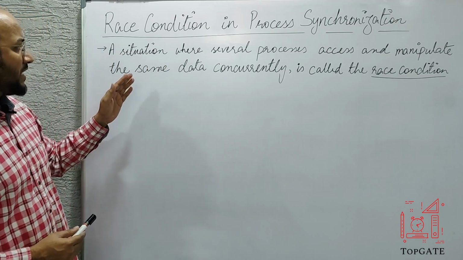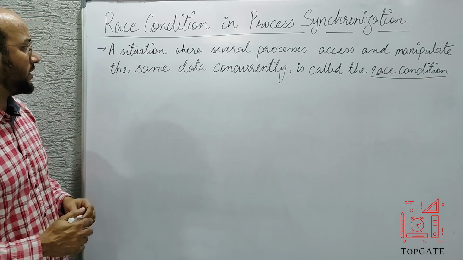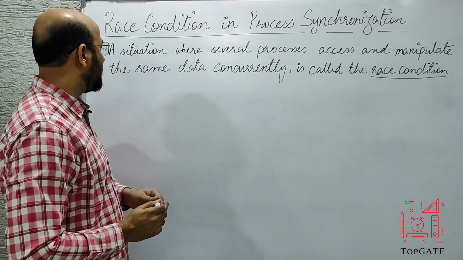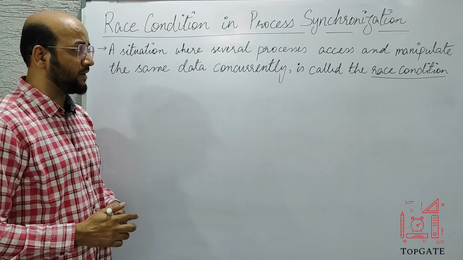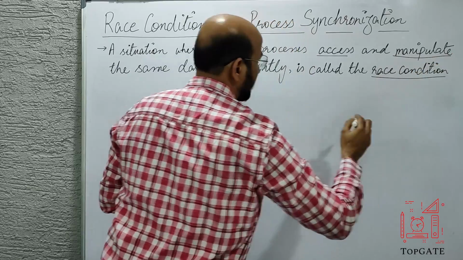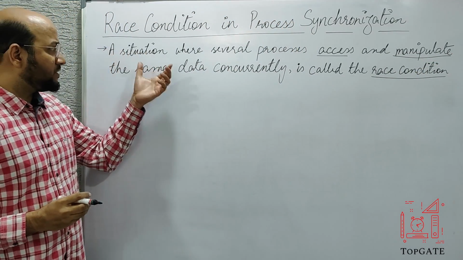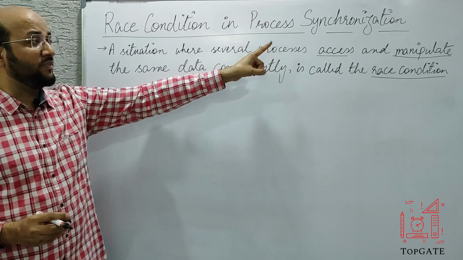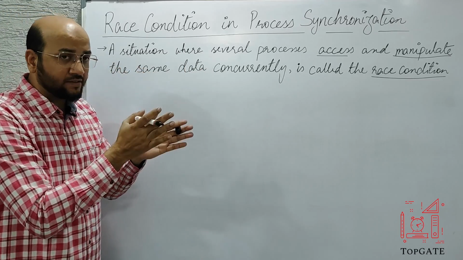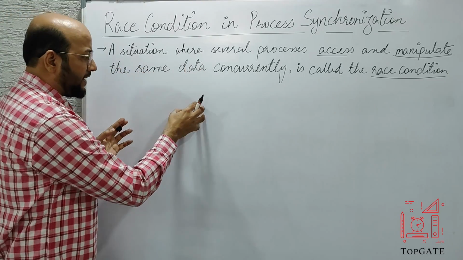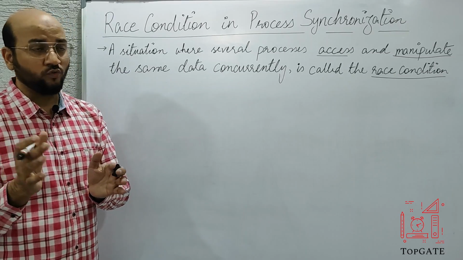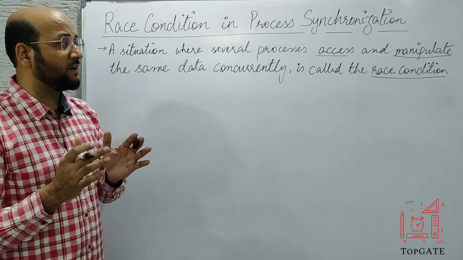So first of all, let's try to understand with the help of this simple definition what the race condition is. A race condition is a situation where several processes access and manipulate the same data concurrently. Notice there are two very important things, that is access and manipulate. That is, it is a situation where more than one process is trying to access and manipulate. There should be access also, there should be manipulation also. That is, some data item is there and this data item is being read as well as updated also. So we are performing the writing operation on that data item also.